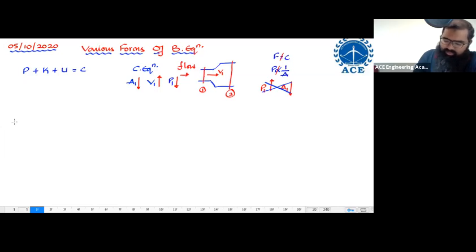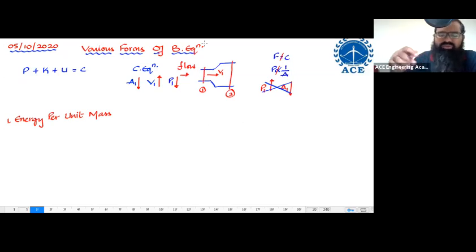I'm starting now with the first form. I have discussed the first form in the previous class also. Again, I'm mentioning this over here. The first form is energy per unit mass form.